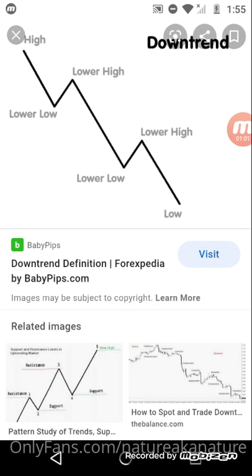How do we know it's going down? It's gonna make a low, and then it's gonna make a lower high, then it's gonna make a lower low. This lower low is lower than that low. Then it's gonna make another lower high. This lower high is lower than that lower high. Boom, it's gonna make a low. Then it's gonna make a high, a lower high, then a lower low. It makes another lower high. Boom, you know it's going down. Boom, low. That's a downtrend.